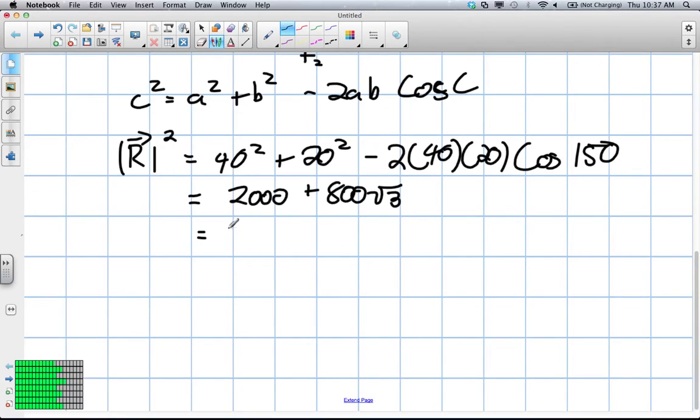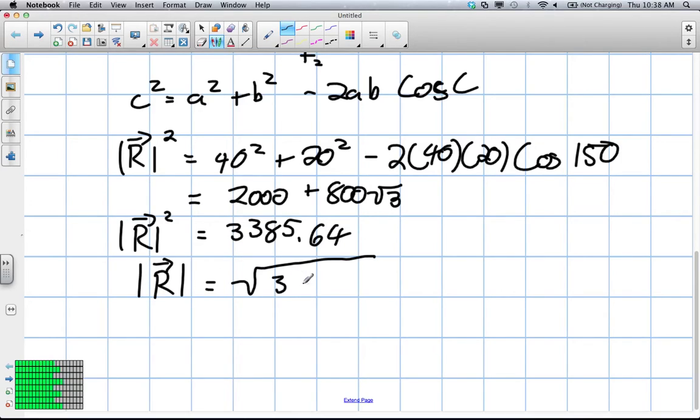The next number they got was 3,085.64. Okay? It's still equal to the resultant force squared. So, in order to find the absolute value of this resultant force, I need to square root what we had above. And our resultant force in this question should be 58.19 newtons. Okay. Our new resultant force is 58.19 newtons.